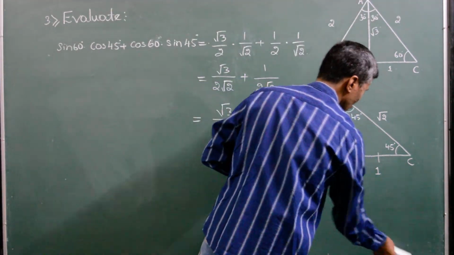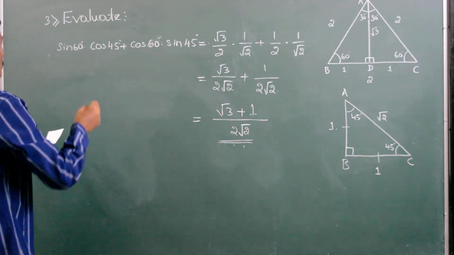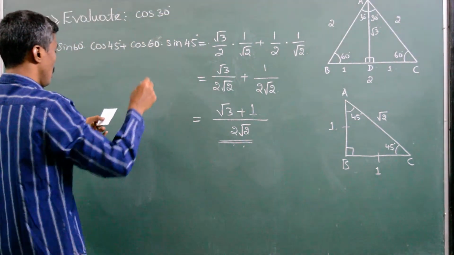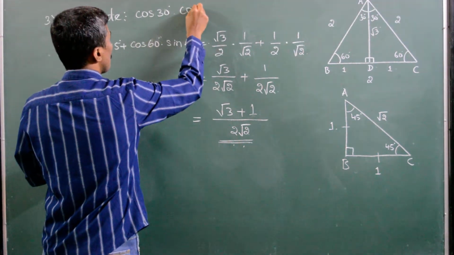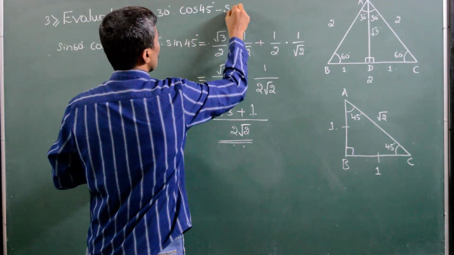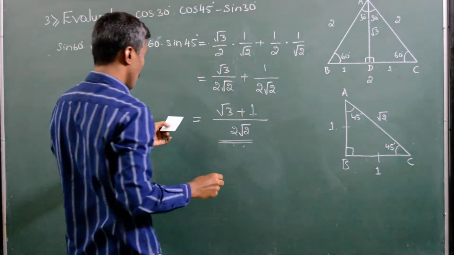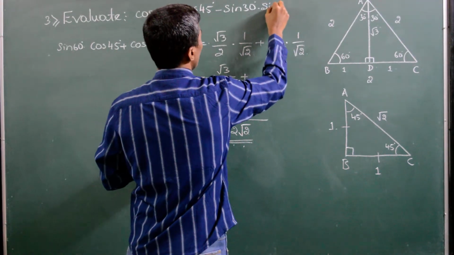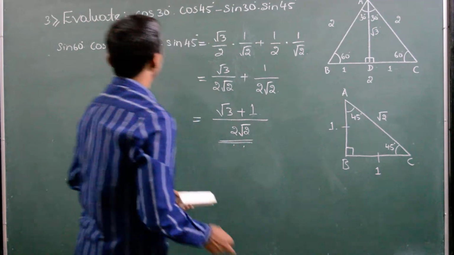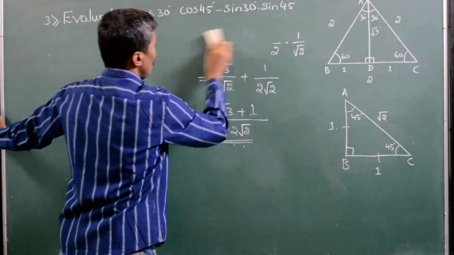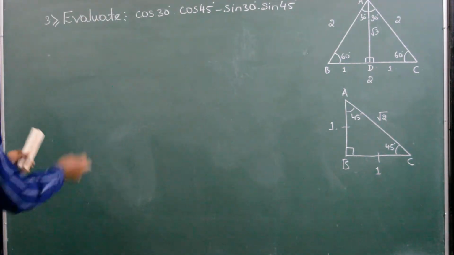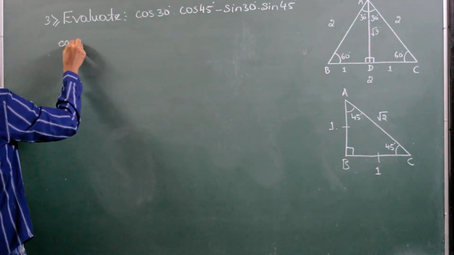Evaluate cos 30 degree into cos 45 degree minus sin 30 degree into sin 45 degree. Cos 30 degree into cos 45 degree minus sin 30 degree into sin 45 degree. So let's take the problem as it is now.